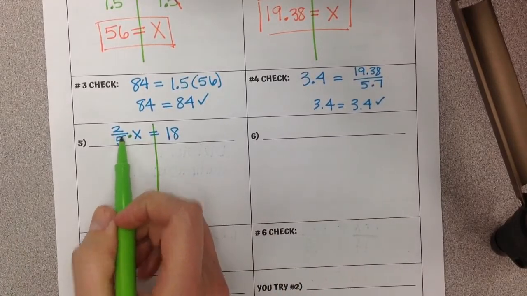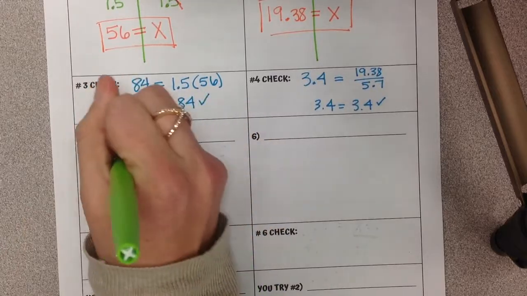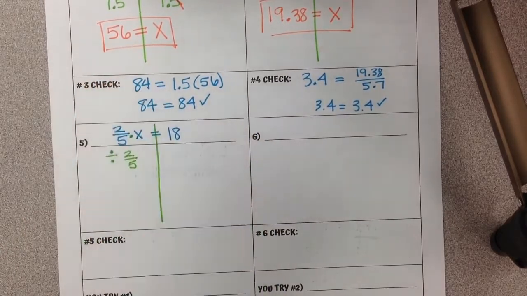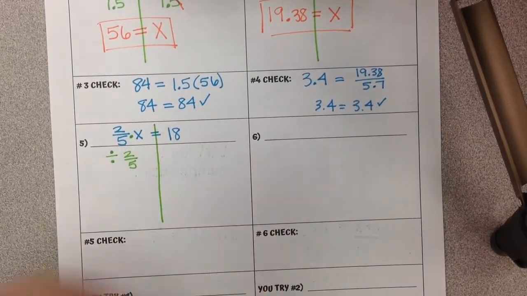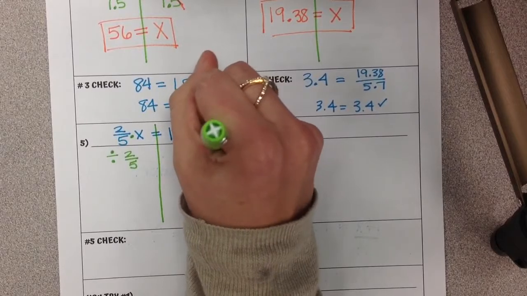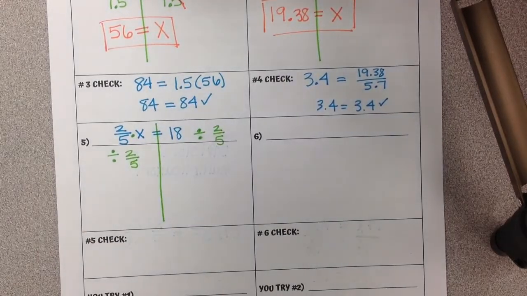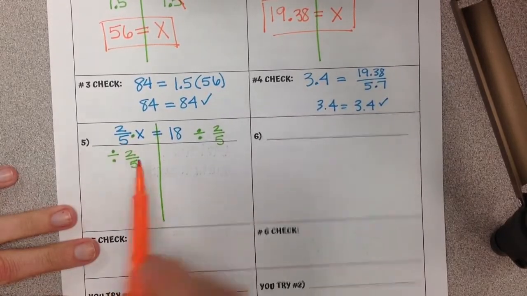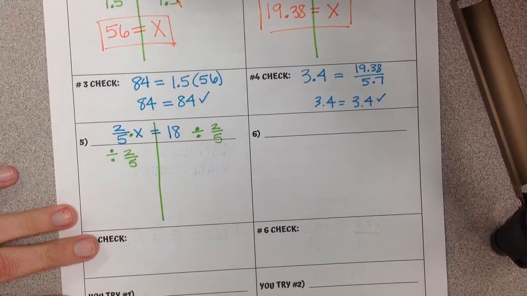So if x is being multiplied by 2/5, the opposite is to divide by 2/5. If I divide the left side by 2/5, I need to divide the right side by 2/5. Couple things to think about here. So first off, on the left side, 2/5 divided by 2/5. Well, it can kind of look tricky.